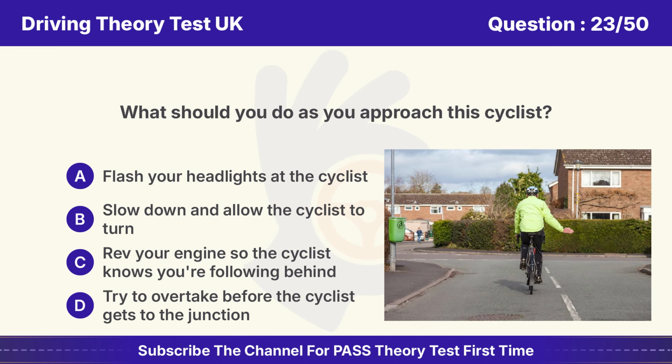Question 23. What should you do as you approach this cyclist? Option A. Flash your headlights at the cyclist. B. Slow down and allow the cyclist to turn. C. Rev your engine so the cyclist knows you're following behind. D. Try to overtake before the cyclist gets to the junction.